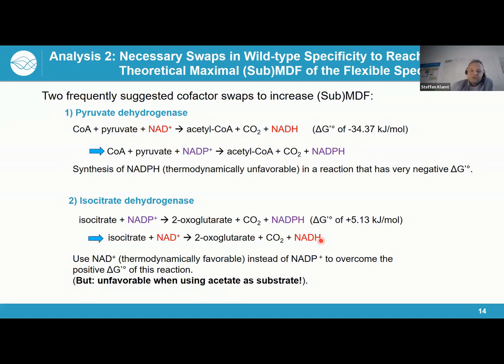But what I can tell you is that we did the same analysis also with acetate as a substrate, as I will show you later on. And then we see that switching to NAD is highly unfavorable when you use acetate as substrate. And this, of course, indicates that in order to fully understand the evolved specificities in a metabolic network, we would actually have to look at very different environmental conditions that are relevant for this.